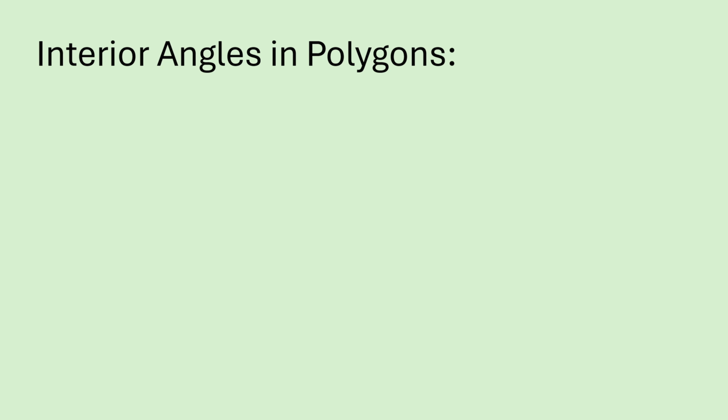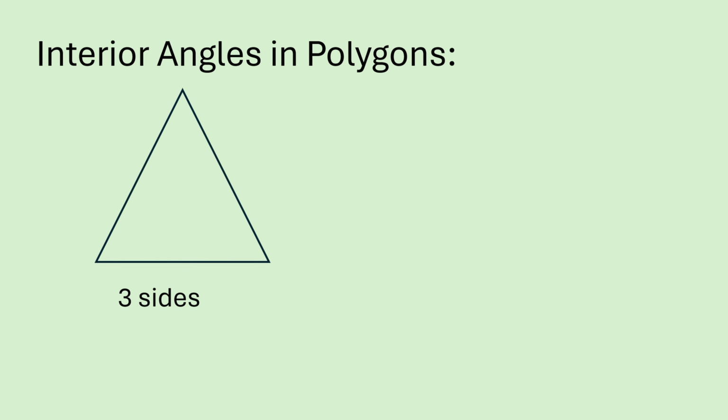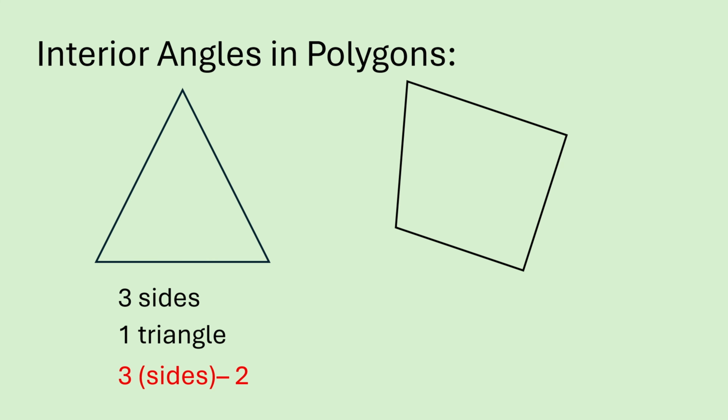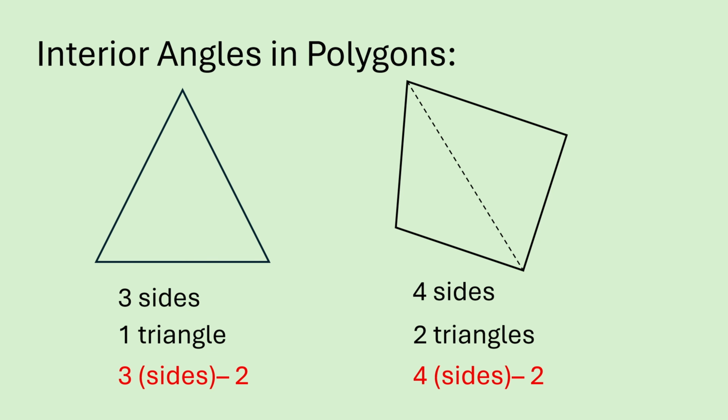Next, interior angles in polygons. This is a polygon. It has 3 sides and it is one triangle. So 3 minus 2 is equal to 1. So it is one triangle. Second example of a polygon. There are 4 sides and it has 2 possible triangles. 4 sides minus 2 is equal to 2. So there are 2 triangles.